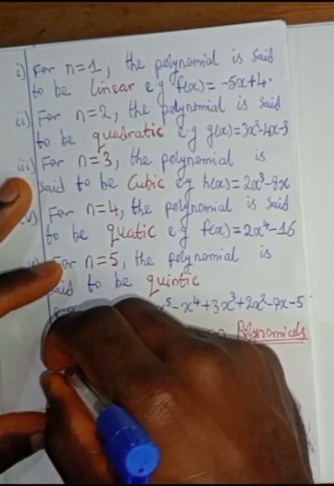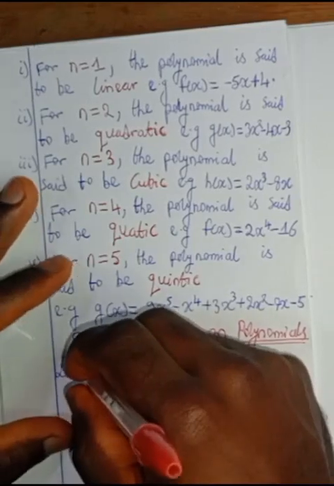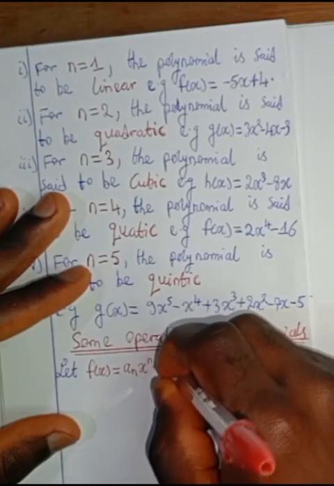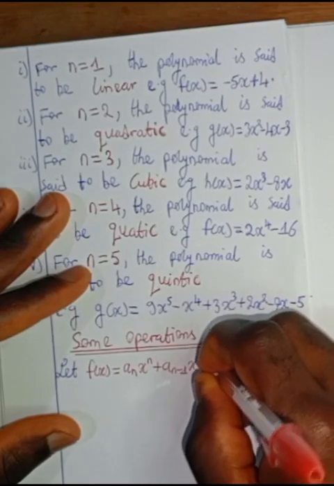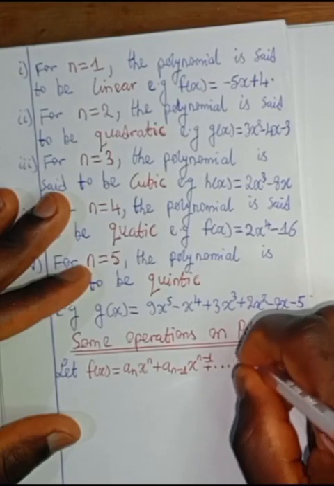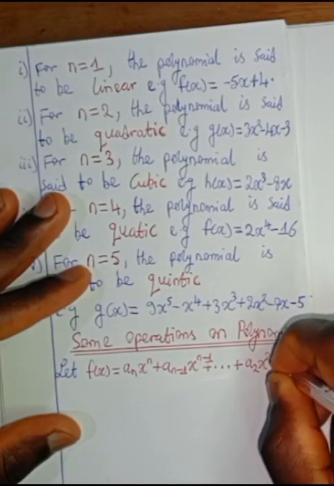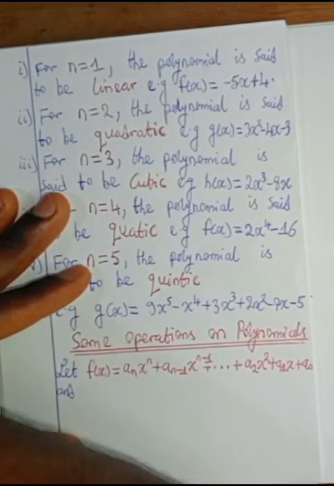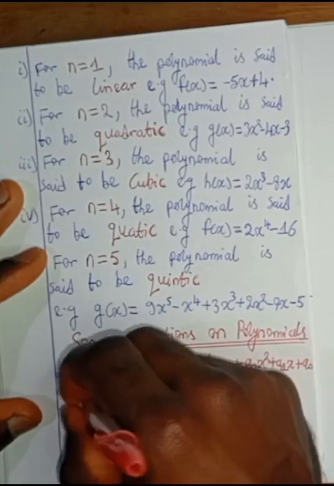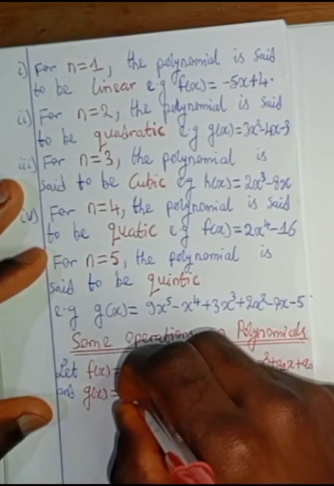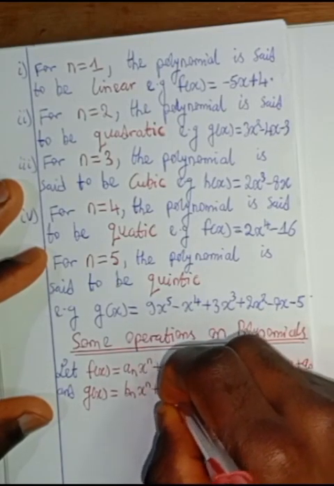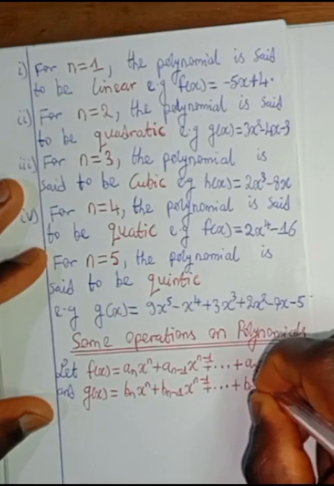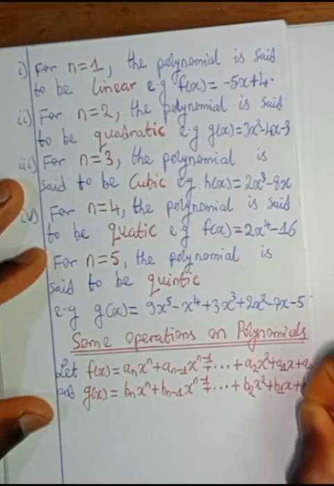Let f of x, the polynomial, be equal to a subscript n x to the power n plus a subscript n minus 1 x to the power n minus 1 plus dots plus a subscript 2 x squared plus a subscript 1 x plus a0, and g of x to be equal to b subscript n x to the power n plus b subscript n minus 1 x to the power n minus 1 plus dots plus b subscript 2 x squared plus b1 x plus b0.